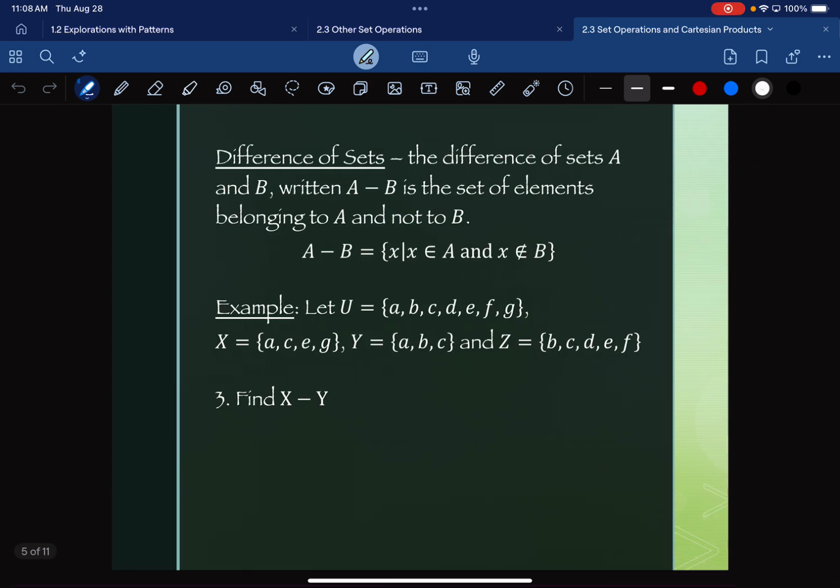And we are taking a look now at difference of sets. So the word difference probably brings up into your mind something about subtraction. And not only that, but the symbol that's used for it here also looks like that same symbol. So the difference of sets A and B is written A minus B. It's the set of elements belonging to A and not to B. So the set builder notation for that says the following: A minus B is a set of all X, such that X is an element of A and X is not an element of B.